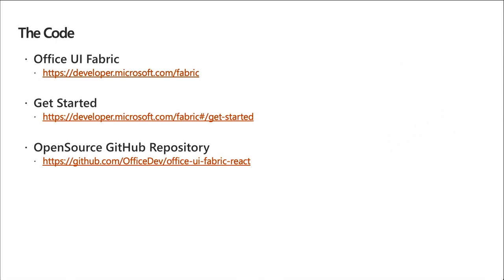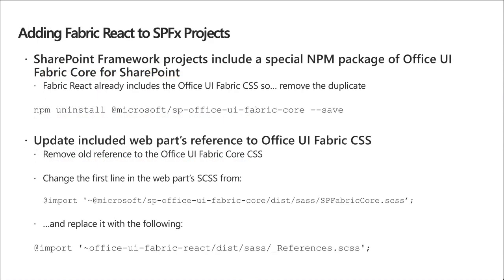You can learn more about the Office UI Fabric if you go to developer.microsoft.com/fabric. There's a getting started link that you see here, as well as an open source GitHub repository that you can dive into if you go to Office UI Fabric React inside of the Office Dev organization in GitHub.